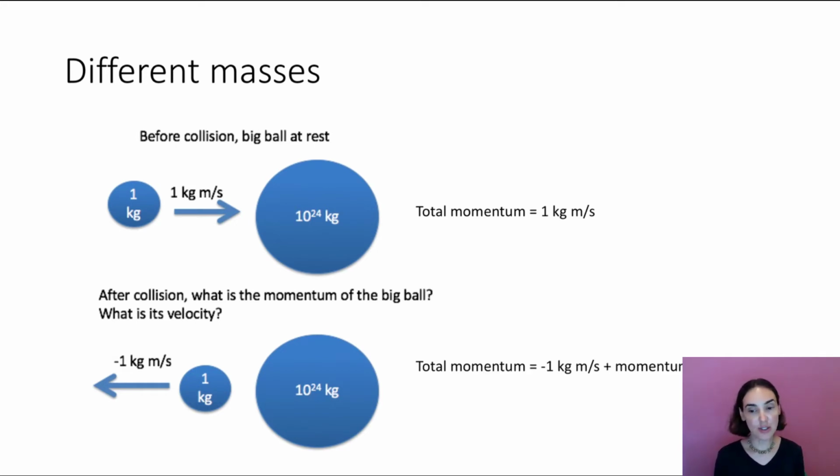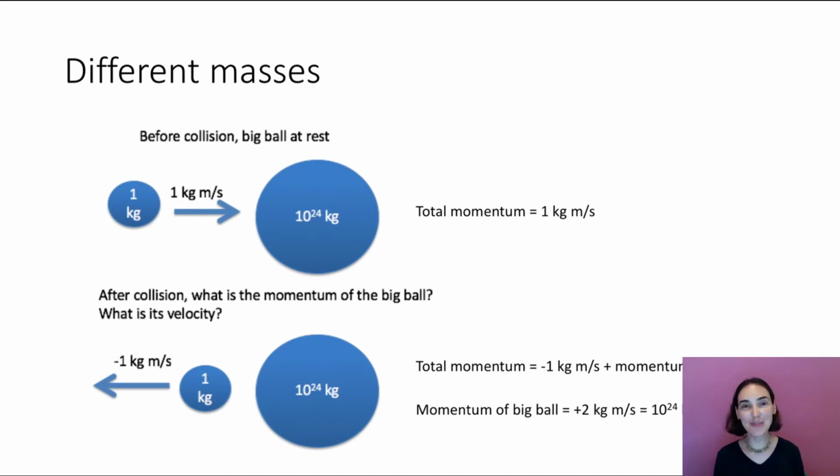Okay, so the total momentum, which has to be equal to 1 kilogram meter per second, is minus 1 kilogram meter per second plus whatever the momentum of the big ball is. And you can see where this is going. The big ball has to compensate for the little ball's change in momentum, so its total momentum must be 2 kilogram meters per second, bigger than the momentum of the little ball. But this doesn't mean the big ball moves more. It means it has a bigger momentum.